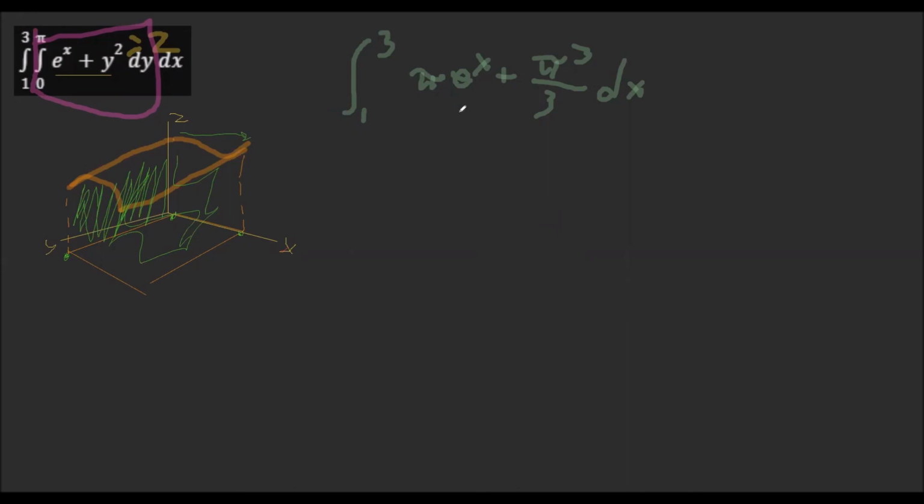So we have what is essentially a regular integral because we already have taken the integral of the first of the double integrals. And so now we just need to take our new function with respect to x. And so this is equal to pi times e to the power of x plus pi cubed over 3 times x, from x equals 1 to x equals 3.